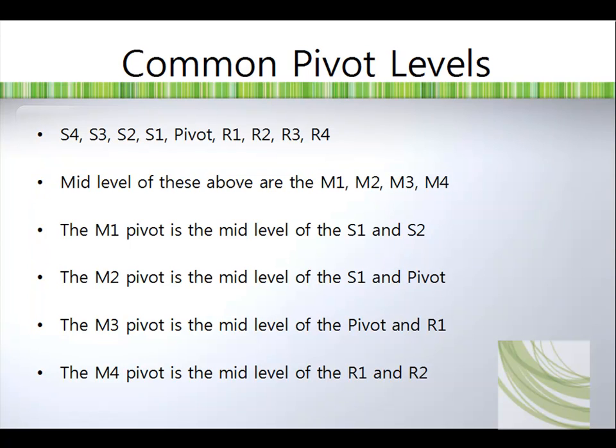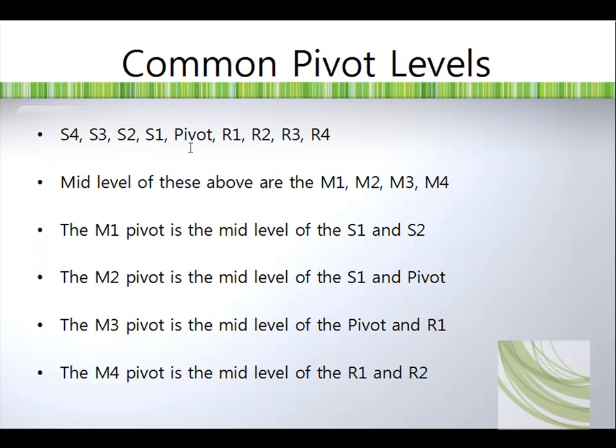First of all, like I've told you just now, the common pivot levels are the pivot, R1, R2, R3, R4, which are the resistance levels, and S1, S2, S3, S4, which are the support levels. However, what we are using in this training is the mid level of these pivot points, which are M1, M2, M3, M4.